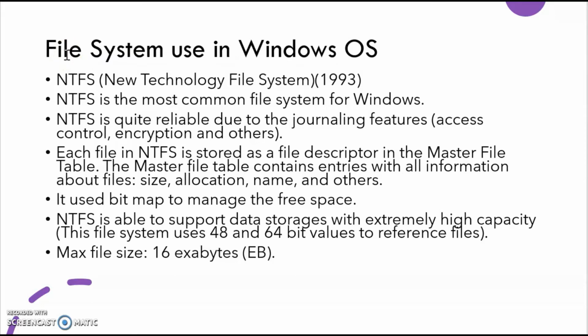Okay, now we are going to talk about the second type of file system used in Windows OS, which is NTFS. It's also known as New Technology File System. It was introduced in 1993, and NTFS is now the most common file system for Windows. NTFS is quite reliable due to the journaling features and supports many useful features as well, such as access control, encryption, and others.